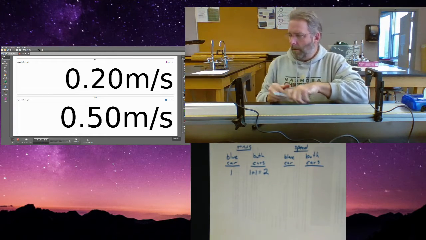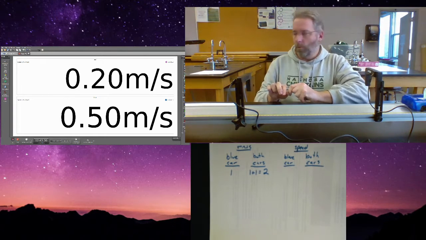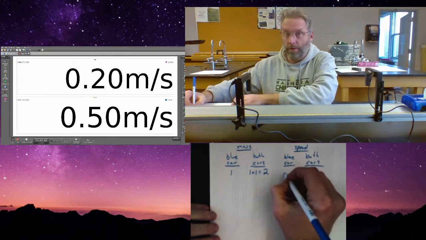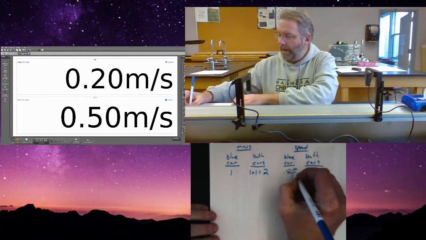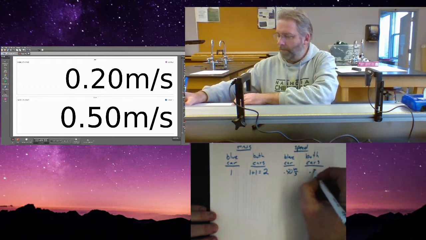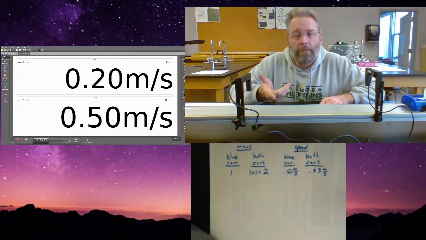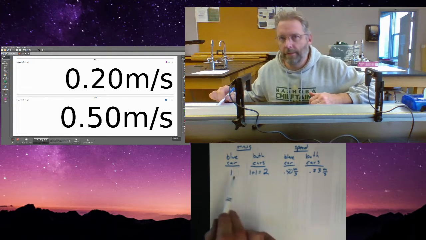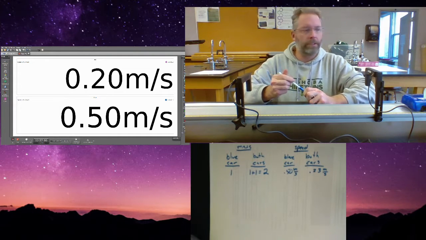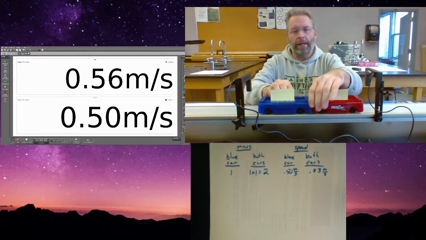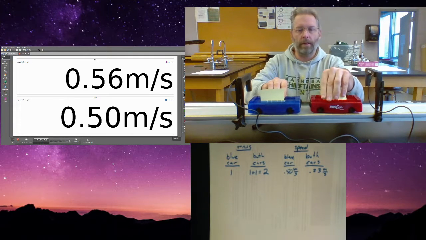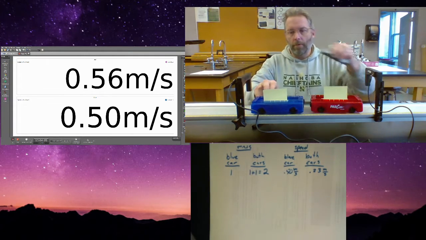All right, so the blue car went, well, let's just write down the actual numbers. It went 0.5 meters per second, and the first flag that went through said 0.23. So that's about a 2-to-1 ratio. Interesting. All right, so now, like we've done before, let's make the blue car more massive.